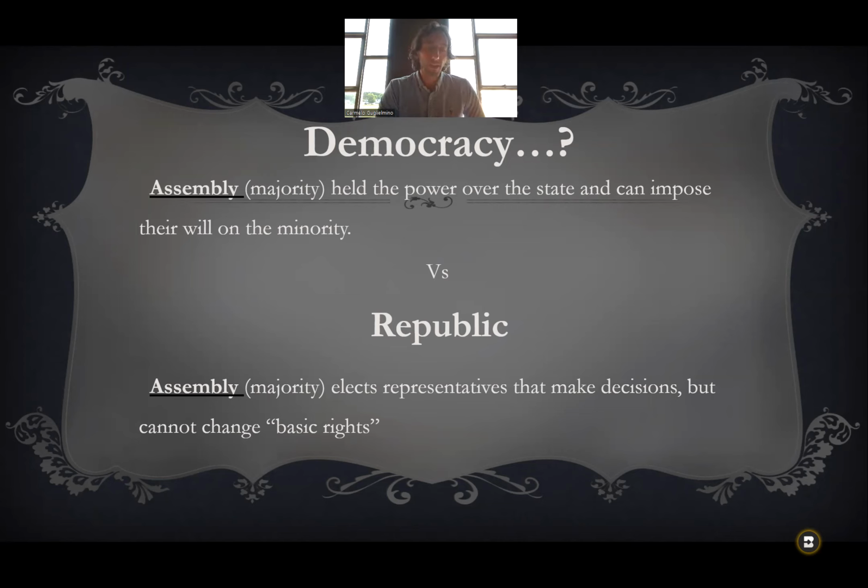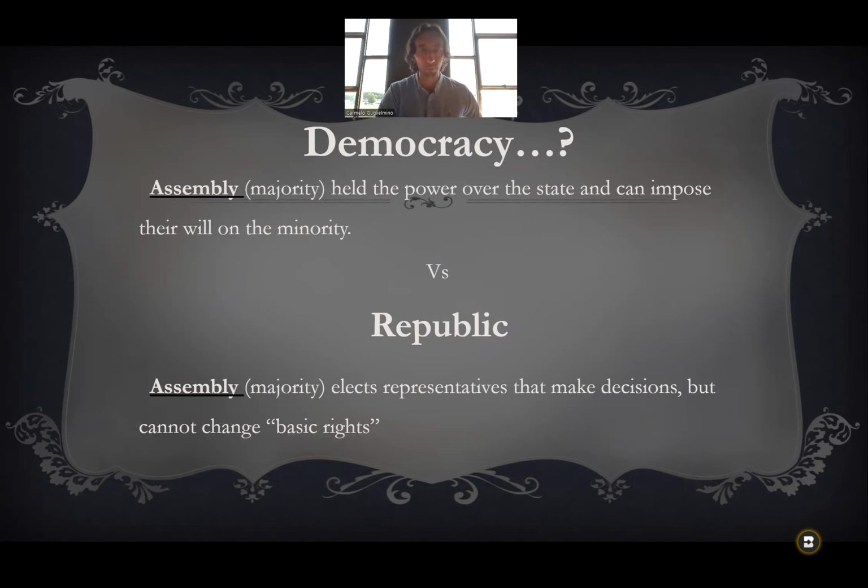The difference between that and a republic is here, where we have elected representatives making decisions, but that cannot change basic rights. So ancient Rome, as we're going to see, did have a set standard of basic rules that they would not overturn. That sounds a lot like the American Declaration of Independence, right? The laws and the Bill of Rights and all this kind of stuff. So like a constitutional republic or constitutional monarchy is usually what that's referred to as later in history.